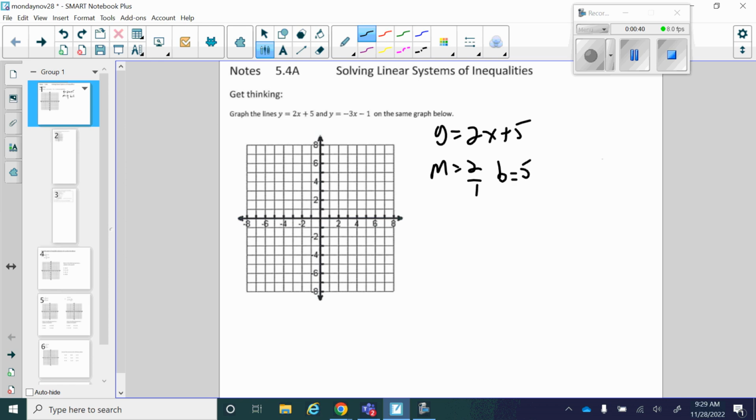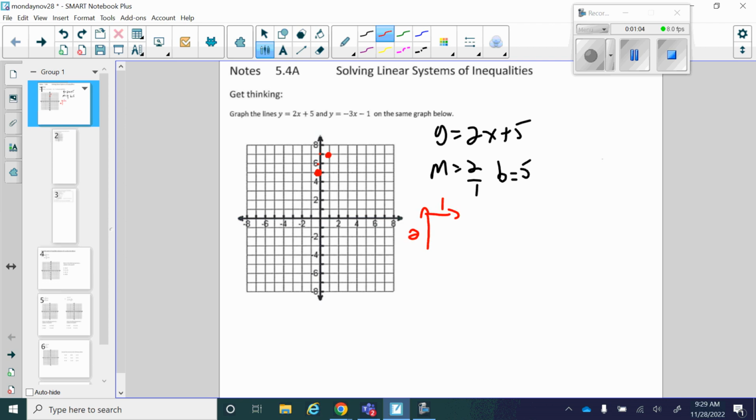So let's do this now. So 5 on the y-axis, that's going to be right there. And then I'm going to go up 2, over 1, that's my rise over run. 1, 2. I can't go any further right there. So let's go to reverse now. So initially I went up 2 and I went to the right 1.